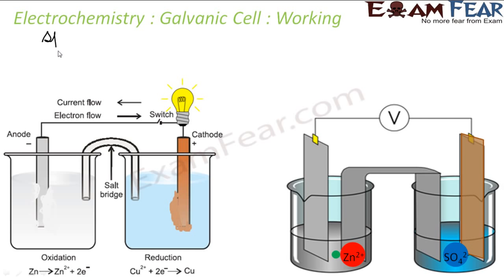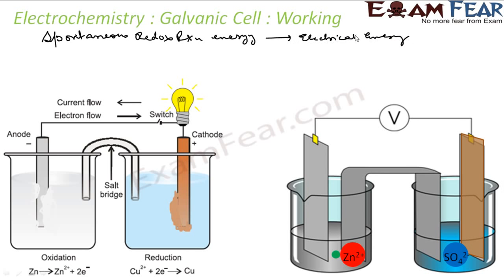This is my spontaneous redox reaction. The chemical energy will be converted to electrical energy, and that's what happens in this electrochemical cell. And this galvanic cell is nothing but an electrochemical cell. It is named in honor of Luigi Galvani and Alexander Volta, right? And the two half cells are generally connected by a salt bridge. Daniell cell, which we just explained, is also a type of galvanic cell.